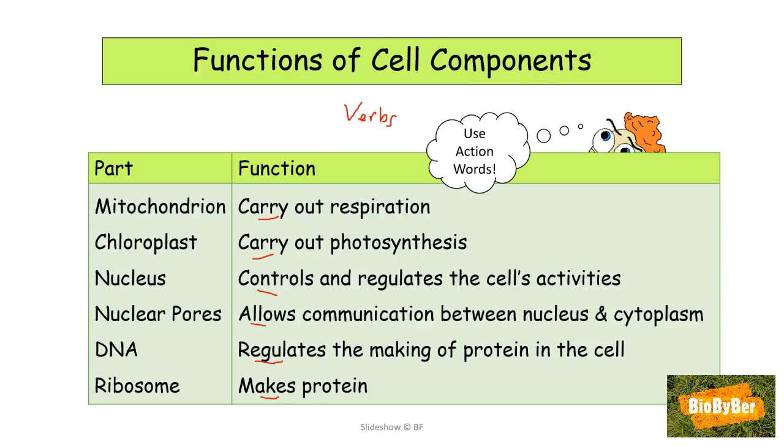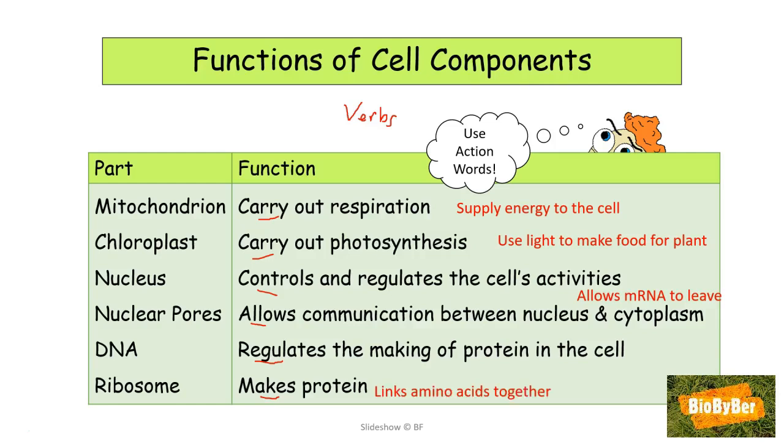So the function of the mitochondrion is to carry out respiration, supply energy to the cell. The function of the chloroplast is to carry out photosynthesis. In other words, use light to make food for the plant. The nucleus controls and regulates the cell's activities, whereas the nuclear pores allow communication between the nucleus and the cytoplasm. They actually allow messenger RNA to leave the nucleus. The DNA regulates the making of protein in the cell, and the ribosomes make the protein or link the amino acids together.